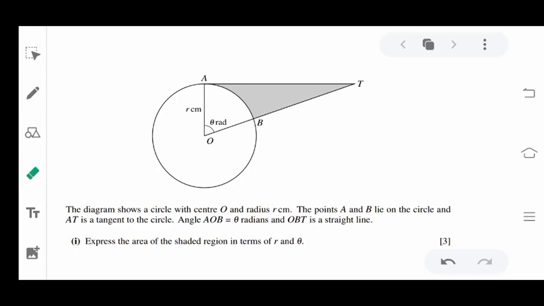So the first part of the question is to express the area of the shaded region in terms of r and theta. We have to find out the area of the shaded region in terms of r and theta. So what's our plan to find the area of this shaded region? It's very simple. Just pause the video and think what's your plan and do it, and then continue to watch.